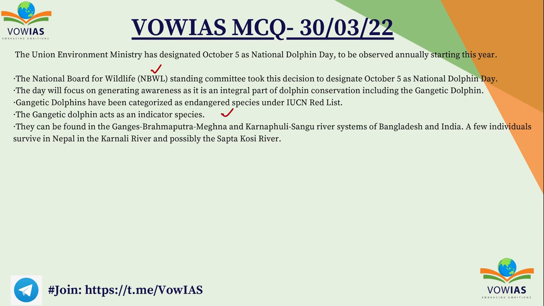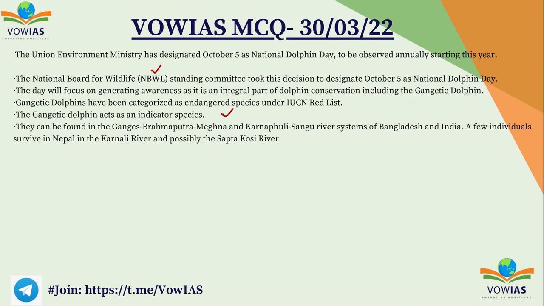as endangered species according to the IUCN Red List, and the gangetic dolphin is an indicator species which indicates the ecosystem, how it is there. So indicator species means it indicates about the ecosystem. The health of the ecosystem is indicated by these indicator species, and gangetic dolphin indicates the ecosystem of Ganga and Brahmaputra basin, in fact.